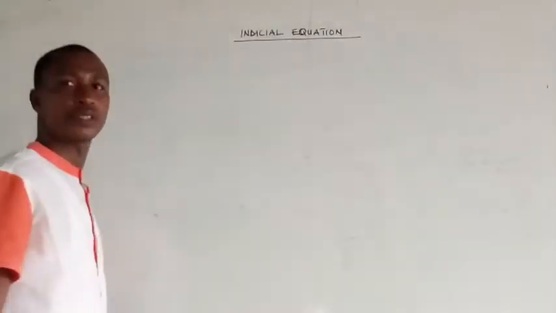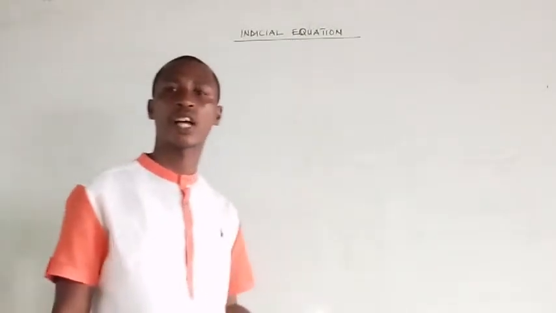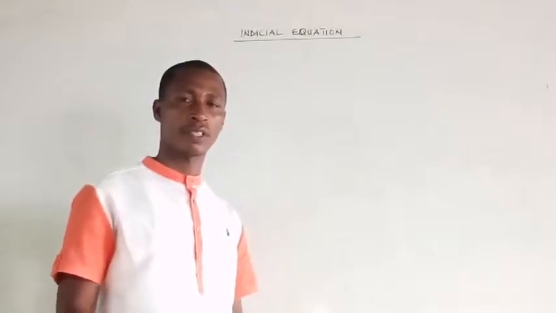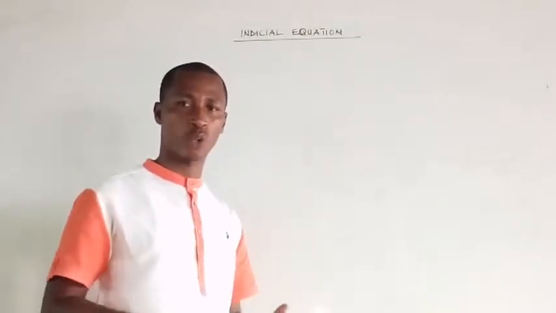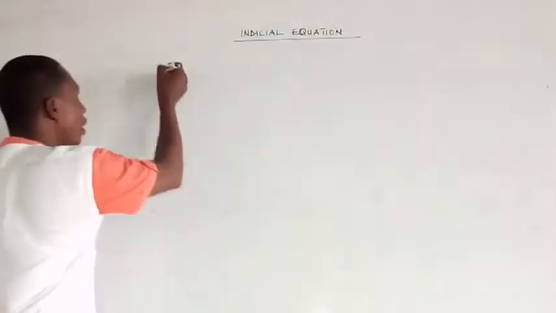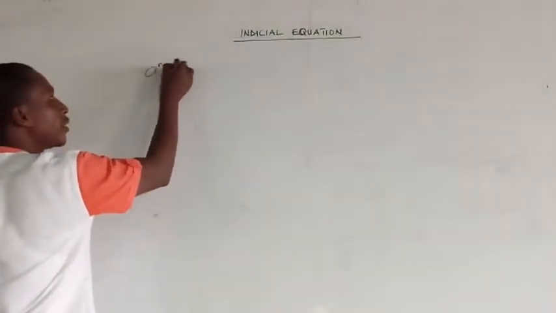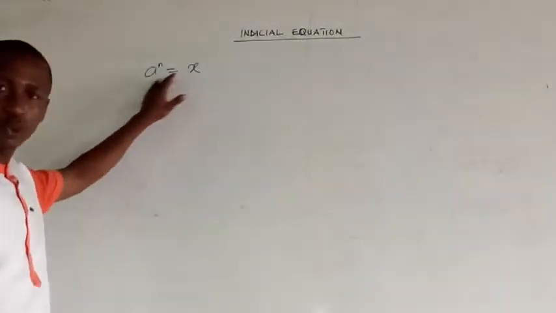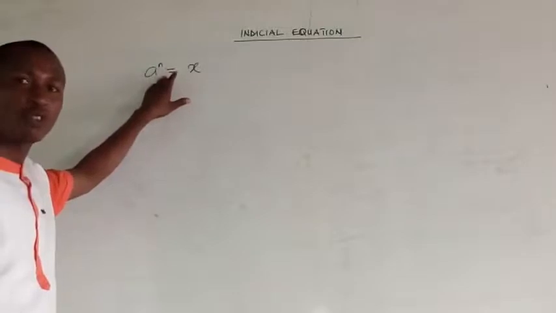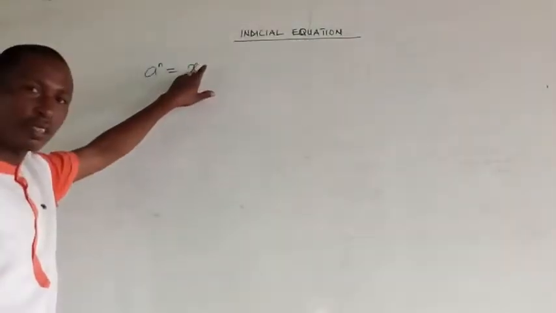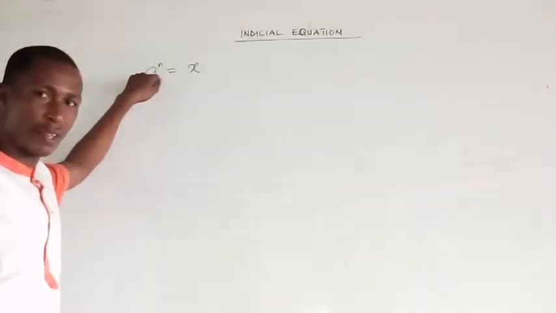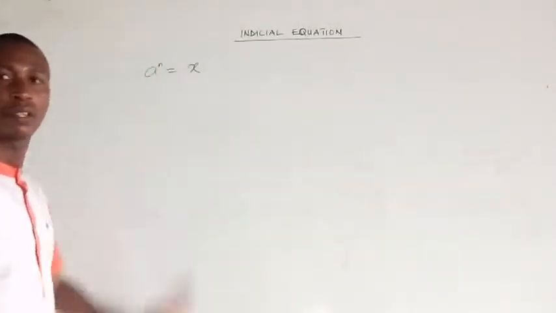As you are using indicial equations: indicial equations are equations given in the form of indices. In this case, you have two sides of the equation. If a to the power n is equal to, say, x, to be able to work this out, you first have to change the x to have a common base like a, so that you can equate it.